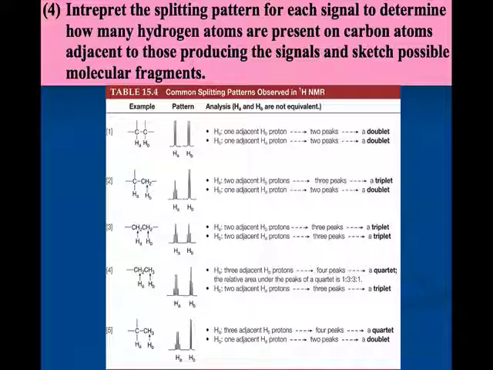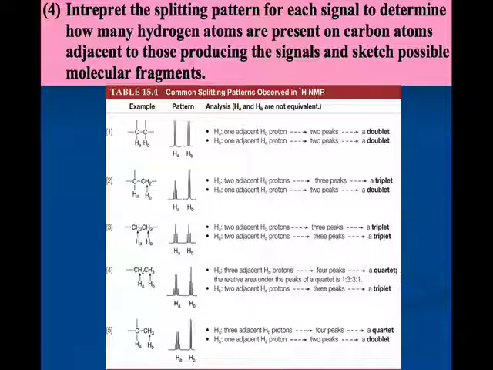HA has how many neighbors? It has 2. 2 plus 1 is? That's why it appears as a triplet. Okay? For those of you who like math, it actually follows Pascal's triangle. So think about that. That'll hurt your head. Here we have a triplet of triplets. Here we have a quartet and a triplet. And here we have a quartet and a doublet. I'll let you go through those, but they all follow the n+1 rule. They tell us how many neighbors they have.